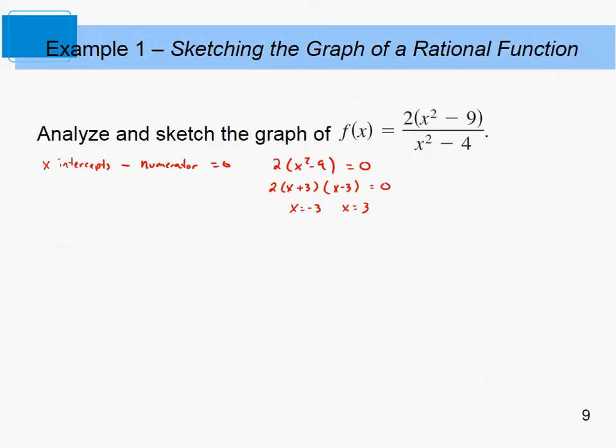Yeah, because it can't be 0. All right, so now we want to find the y-intercept, by setting x equal to 0. No, completely in the entire function. So you've got 2 times 0 minus 9 over 0 minus 4, negative 18 over negative 4, which is 18 fourths, which is 9 halves. Or 4 and a half if you're graphing it.